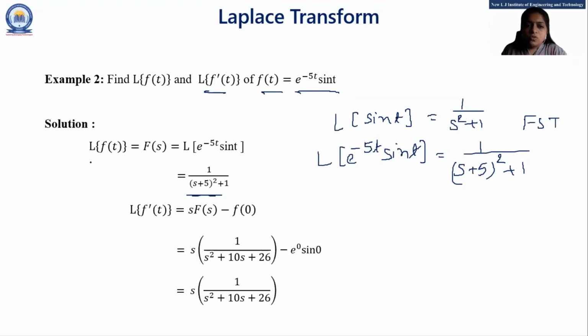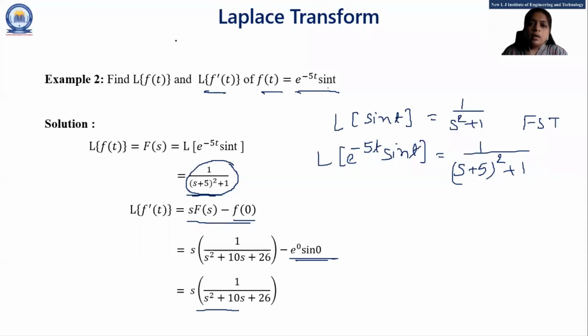So this is the answer of Laplace of f of t. But we want to find the Laplace of f dash t also, right? So Laplace of f dash t is what? s into F of s minus f of 0. So F of s is what? After simplification of this term, s square plus 10s plus 26. So s into 1 upon s square plus 10s plus 26. For f of 0, we replace t by 0. So here e raised to 0 into sin 0, but sin 0 is always 0. So this term is 0, and this is our final answer.